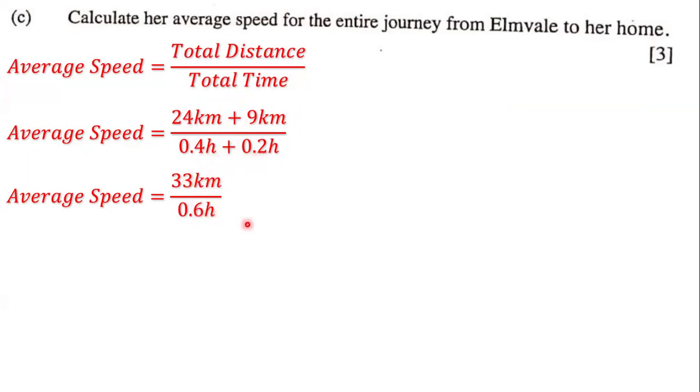Next, we divide these two. When we divide 33 kilometers by 0.6 hours, we get 55 kilometers per hour. So that means that the average speed for the entire journey from Elmvale to her home is 55 kilometers per hour. And that's the answer to this question.